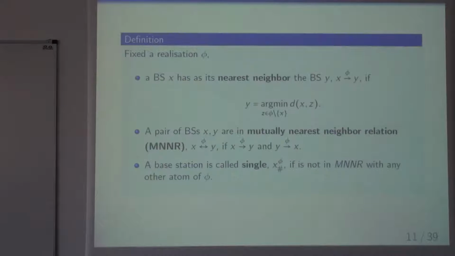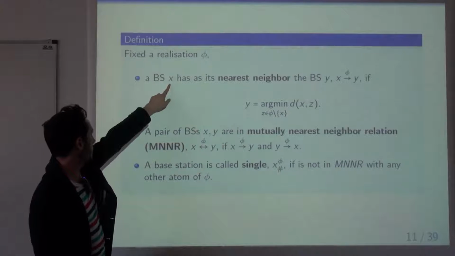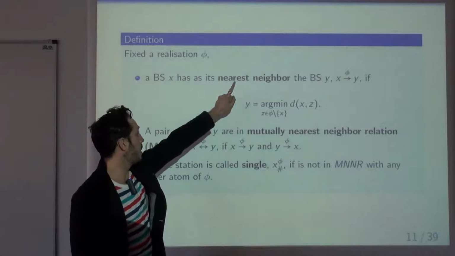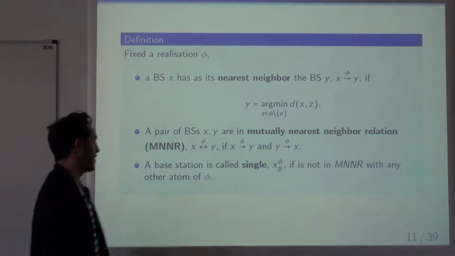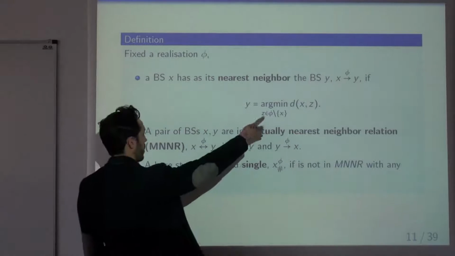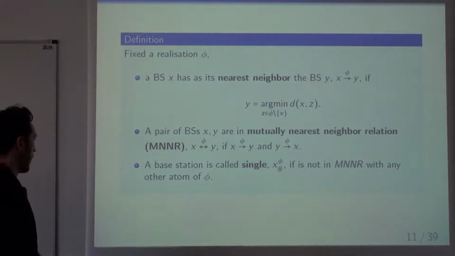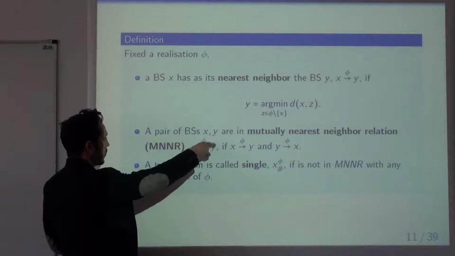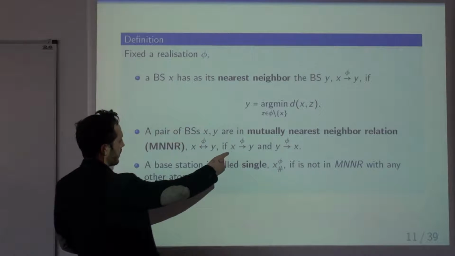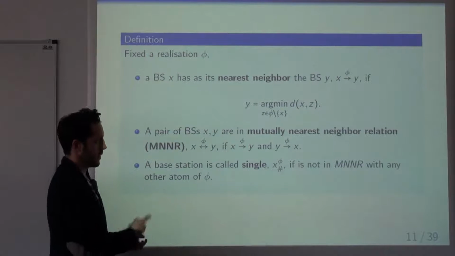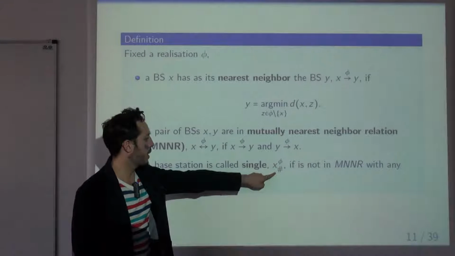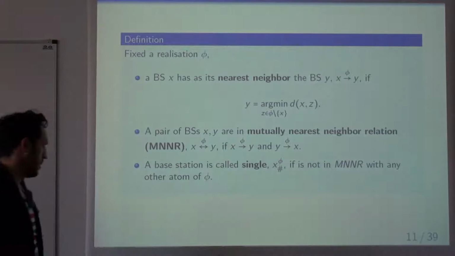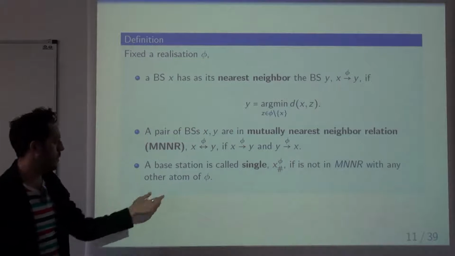Specifically, fix a realization of base stations. The base station X has as its nearest neighbor the base station Y, and we denote this if Y is the nearest base station of X. A pair of base stations are in mutually nearest neighbor relation if one is the nearest neighbor of the other and vice versa. A base station is called single if it's not in mutually nearest neighbor relation with any other atom of phi.